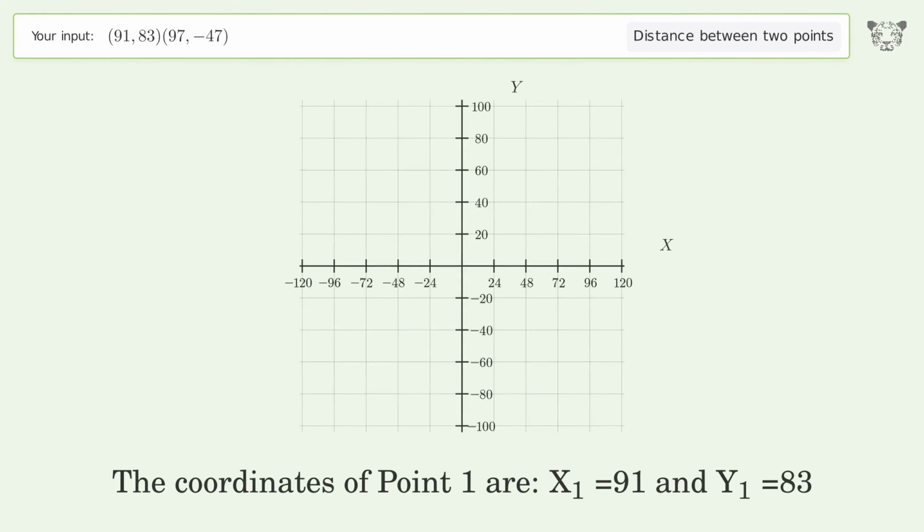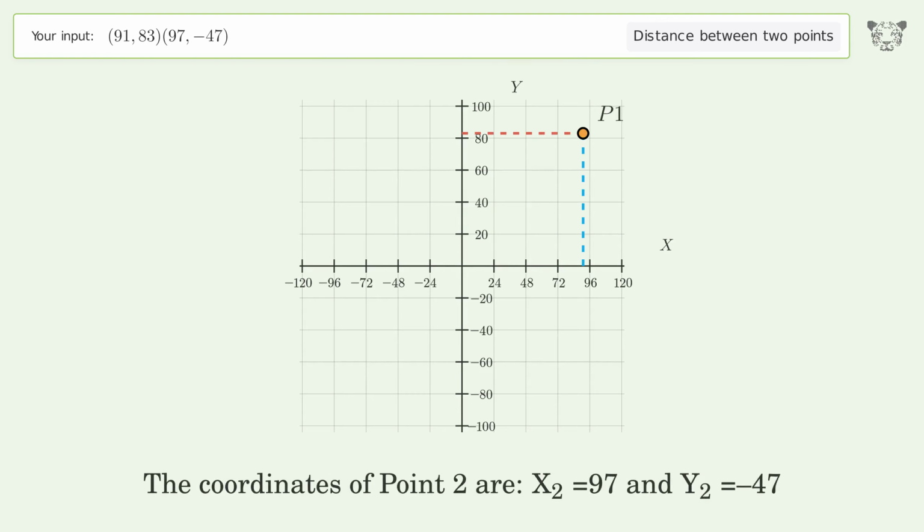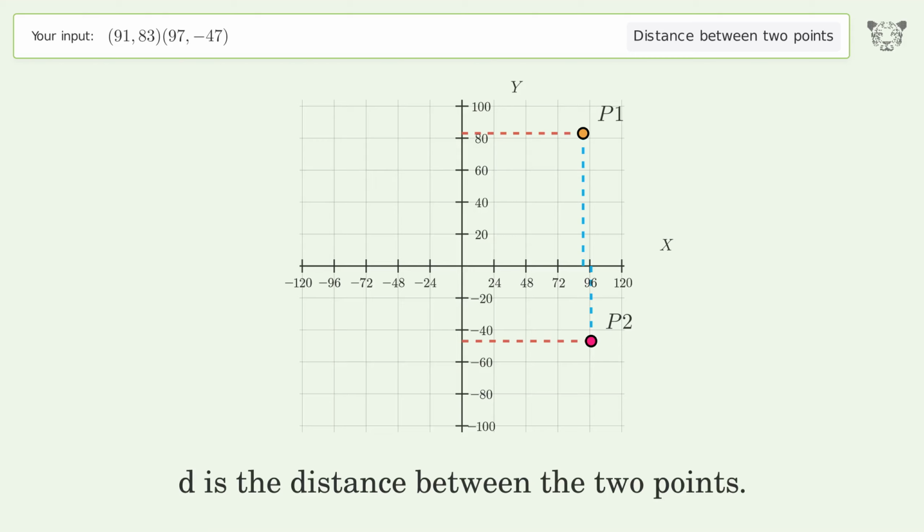The coordinates of point 1 are, x1 equals 91 and y1 equals 83. The coordinates of point 2 are, x2 equals 97 and y2 equals -47. D is the distance between the 2 points.